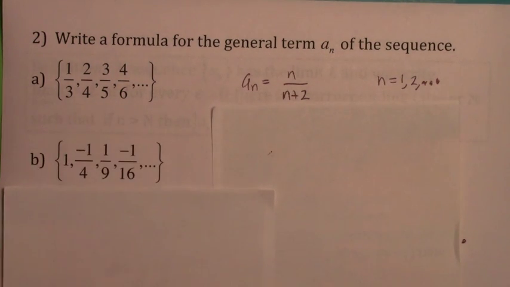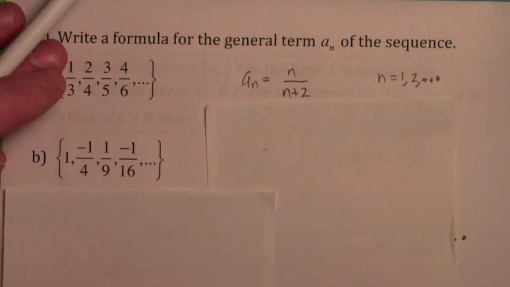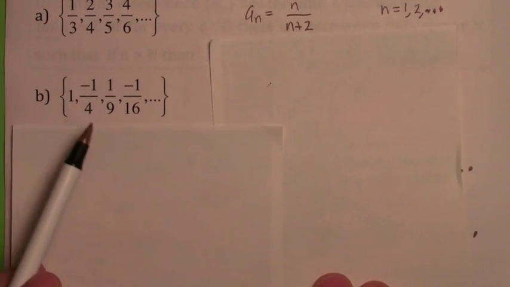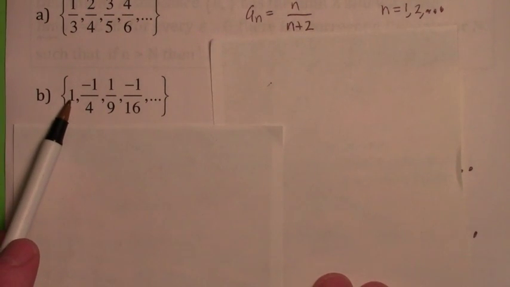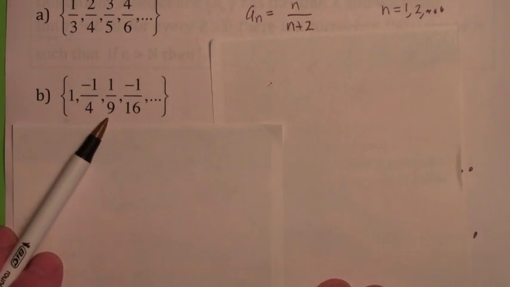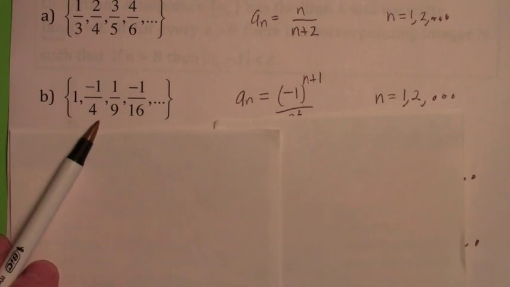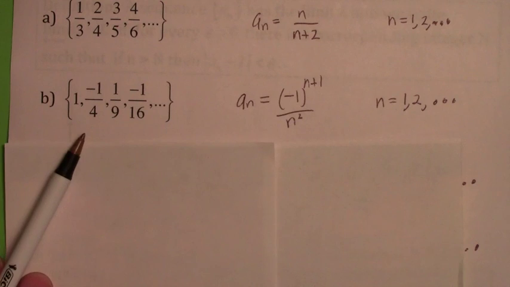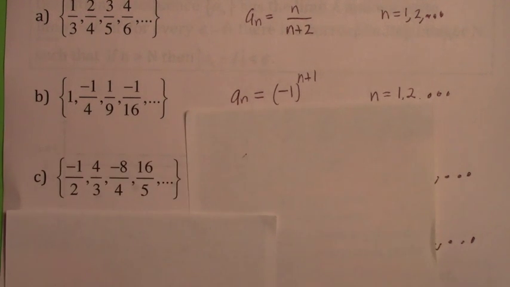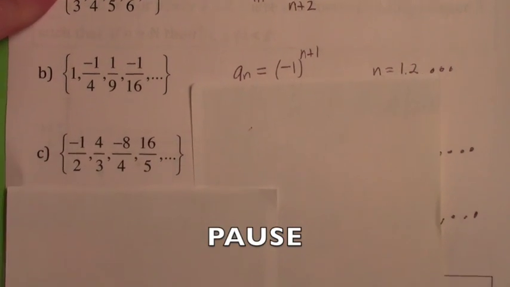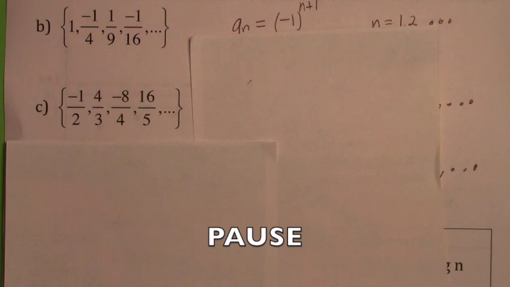Let's do another one. This one you have an alternating feature, so we're going to have a negative 1 to a power. The first term's positive, so how about negative 1 to the n? No, that would be a negative 1. How about negative 1 to the n plus 1? And on the bottom, it looks like you have a squaring going on, right? So this might be n squared. Alright, why don't you try this one? Hit the pause button and see if you can find the general term for this sequence.